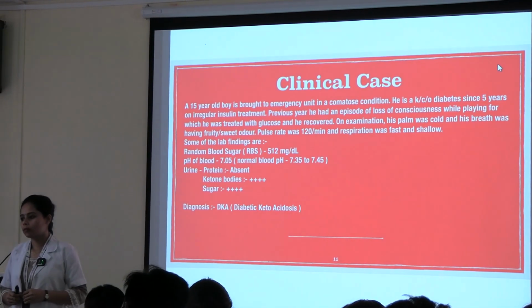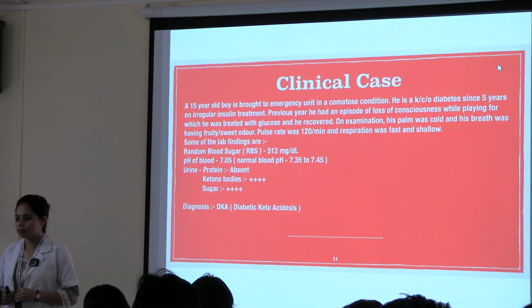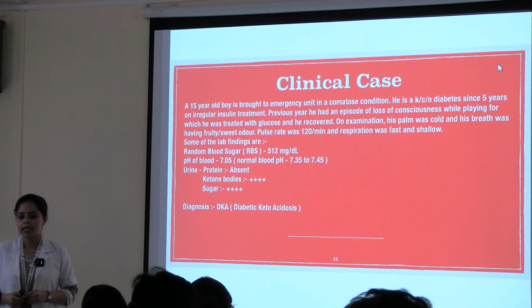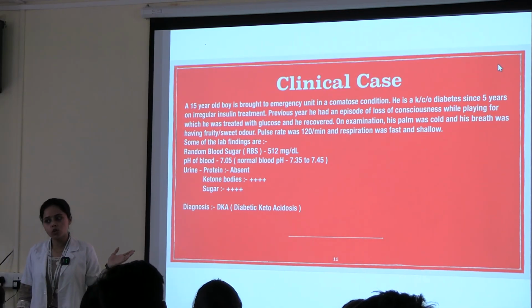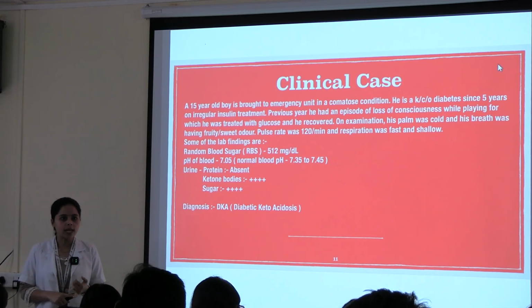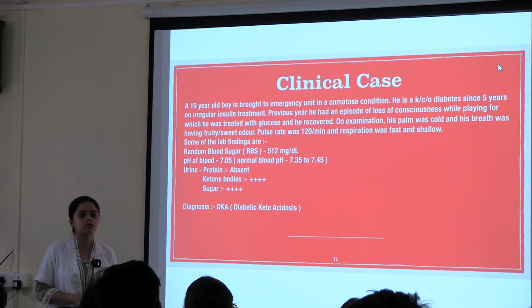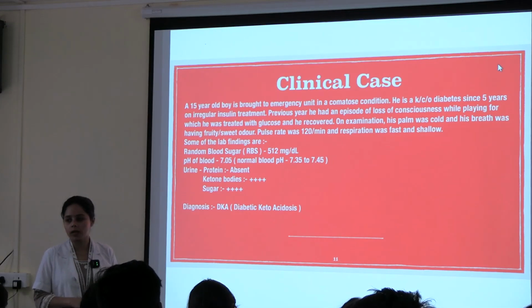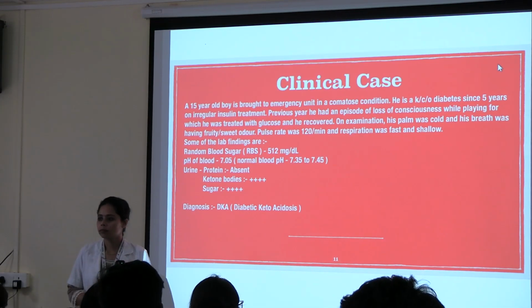The diagnosis is the same. DKA, yes, I explained why. Because sugar is high, that is why diabetic. Ketone bodies are present, 4 plus. And acidosis, because the blood is what? Acidic, that's why. Okay?